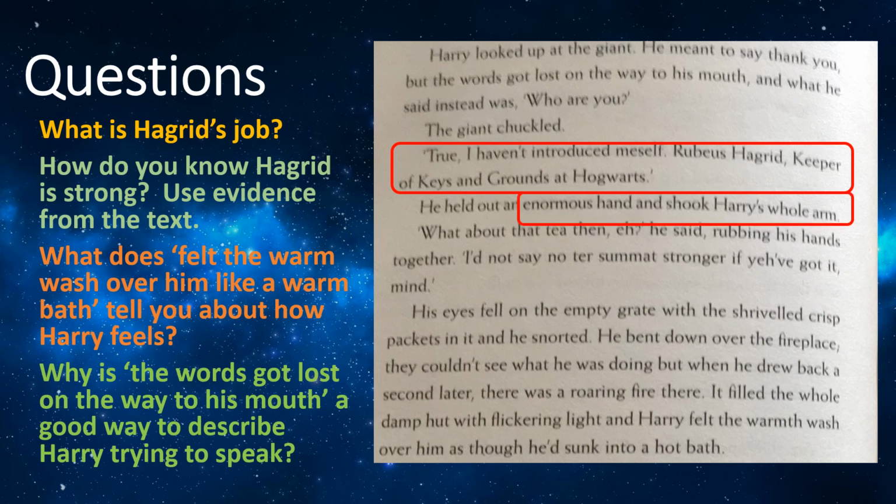Okay, so underneath the last piece of evidence, it says he held out an enormous hand and shook Harry's whole arm. Normally, when you shake hands with someone, you don't shake it so they feel it in their whole arm. You probably feel it in your wrist and your hand as you give them a little shake. But here it says that Hagrid had an enormous hand and he shook Harry's whole arm. So this shows me that Hagrid must be quite strong and he's probably using his strength and doesn't realise how much stronger he is than the people who he's shaking hands with.